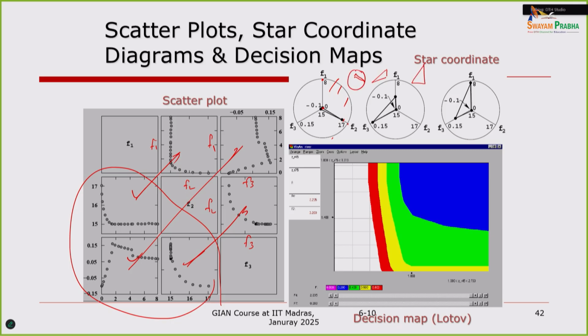So this is best because it has the smallest size, but because it's in this direction, you know that F2 is in this direction, so you know that F1, F3 is great, F2 is not so great. Okay, this is a very sophisticated method designed by this Russian guy called Alexander Lotov.